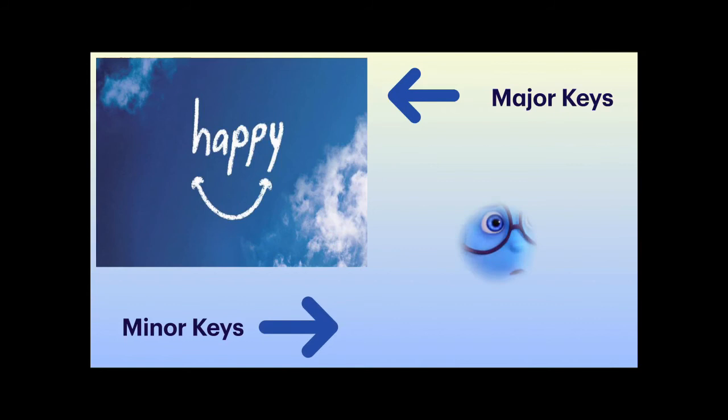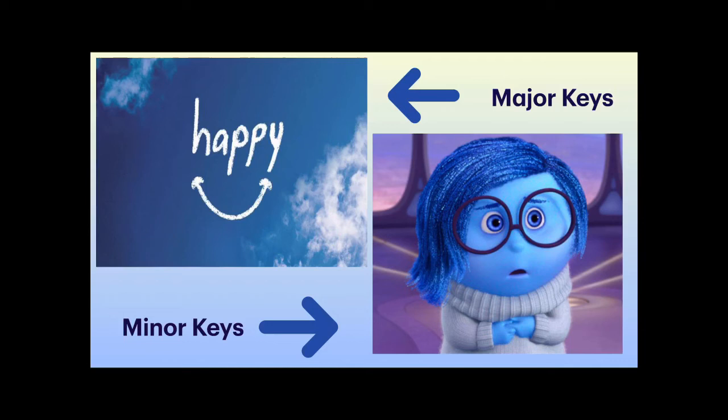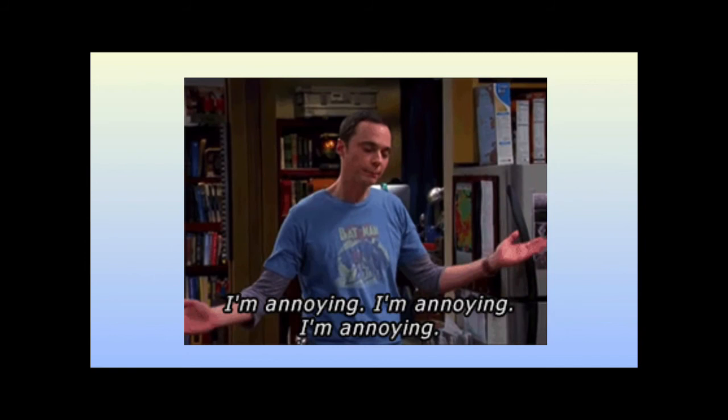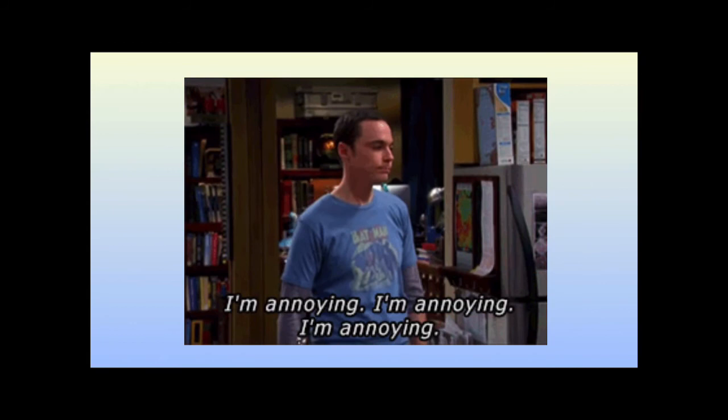Major keys sound happy. Minor keys sound sad. So if you know what the major key is and you want to find the relative minor, you go down 3 half steps. And if you find the minor key and you want to know what the relative major is, you go up 3 half steps. Okay, yes, I understand. That is really annoying. I was really annoying when I did that, but you'll never forget that you go up to find major and you go down to find the relative minor.